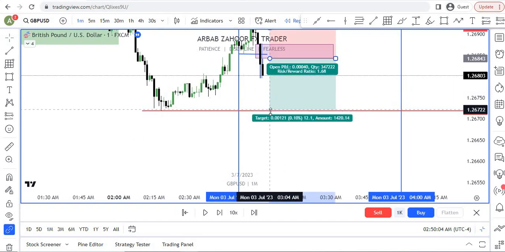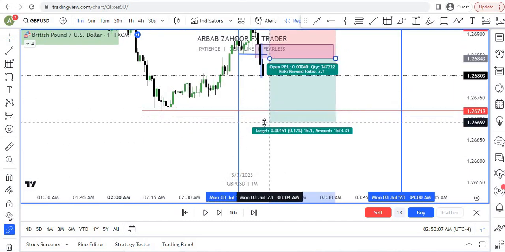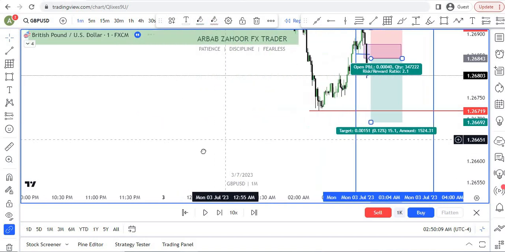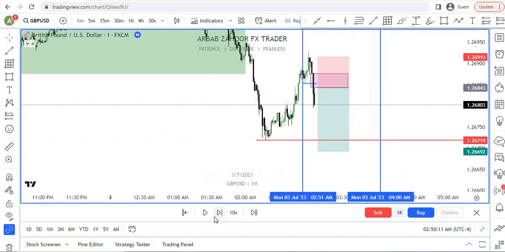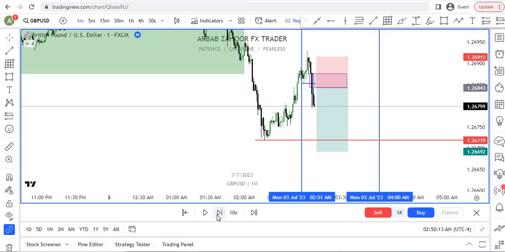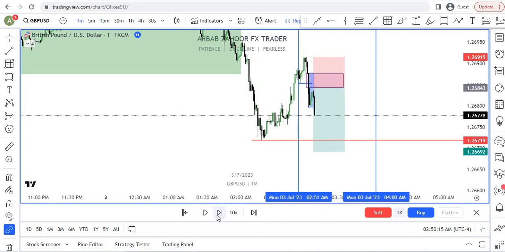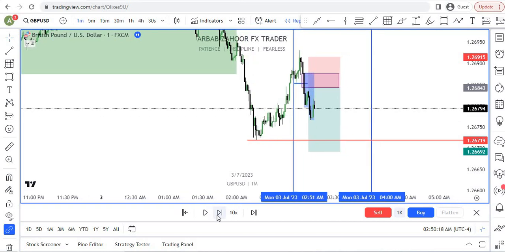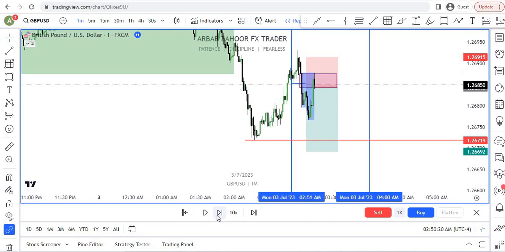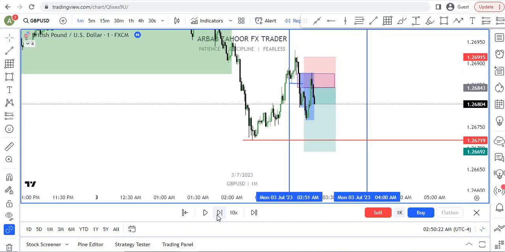And put a 1 to 2 risk to reward, or a 15 pip stop. So we will wait for price to come to this area. Yeah, it's touched, we are in the trade.